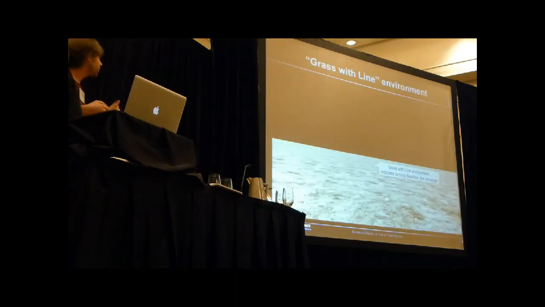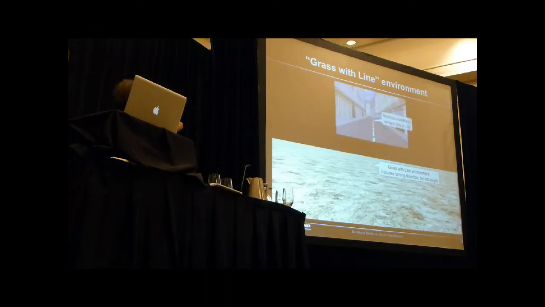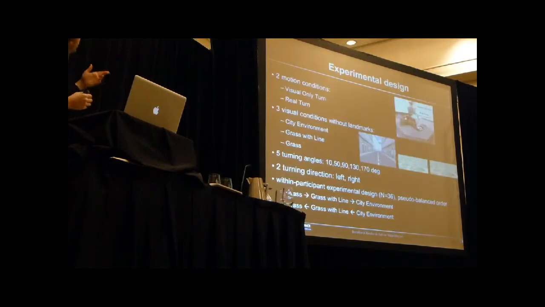And the third condition we used was one where we wanted to give people a bit of an indication which direction they will be turning, but without telling them how far. So we had a tiny little white line here that you can hardly see, which kind of mimics the dividing line that you have in the middle of the street. Again, you can only see around the curve, but it gives you an indication which direction you will be going. So here's the full experimental design: motion versus no motion, three different environments, five times two different turning angles. And half the participants started in the grass environment, the simple environment, and the other half started in the city environment. So what did you find?